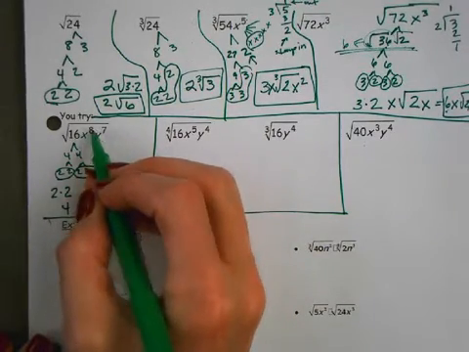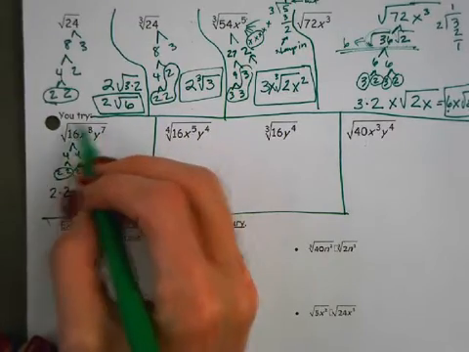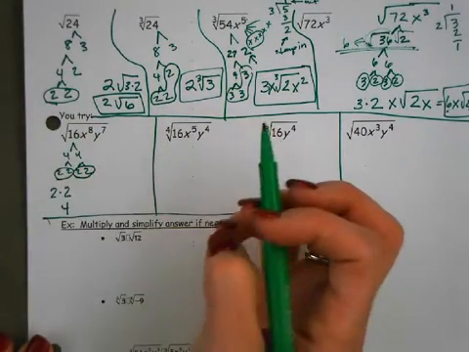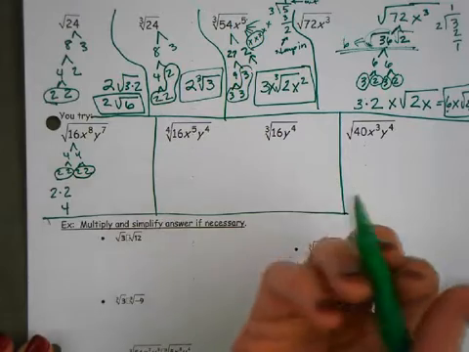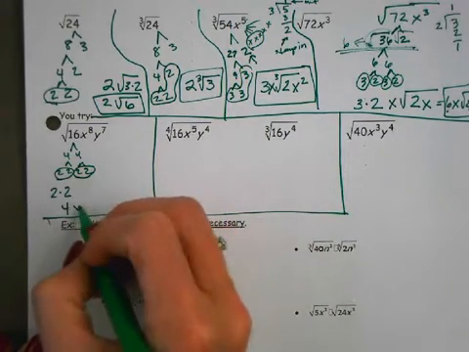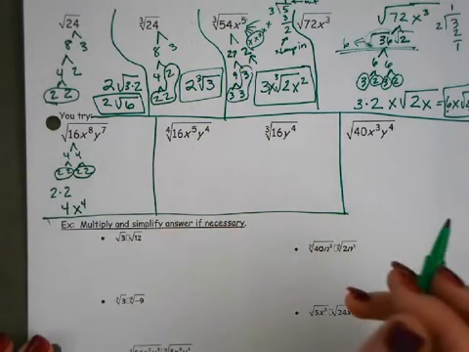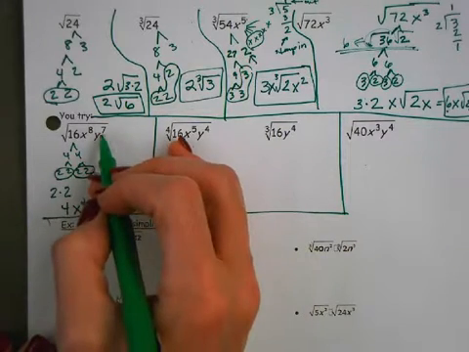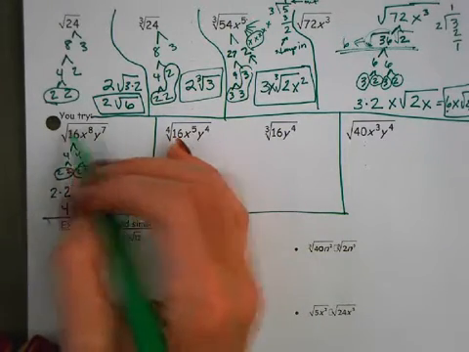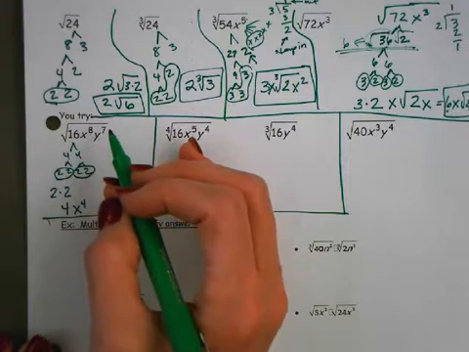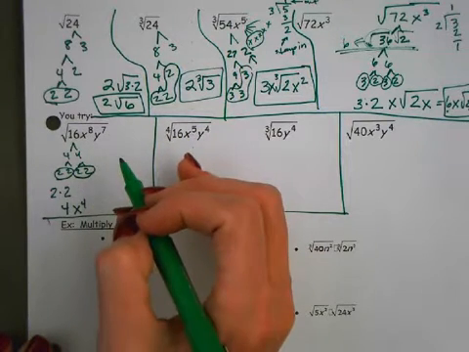Then I have x to the 8th. My index is 2, so I take 8 and I divide it by 2. And so I get 4. It's an even. There's no remainder, so I'm going to pull out 4 x's. Okay? And then I have a 7. I take 7 and I divide it by 2. I get 3, and I have a remainder of 1.